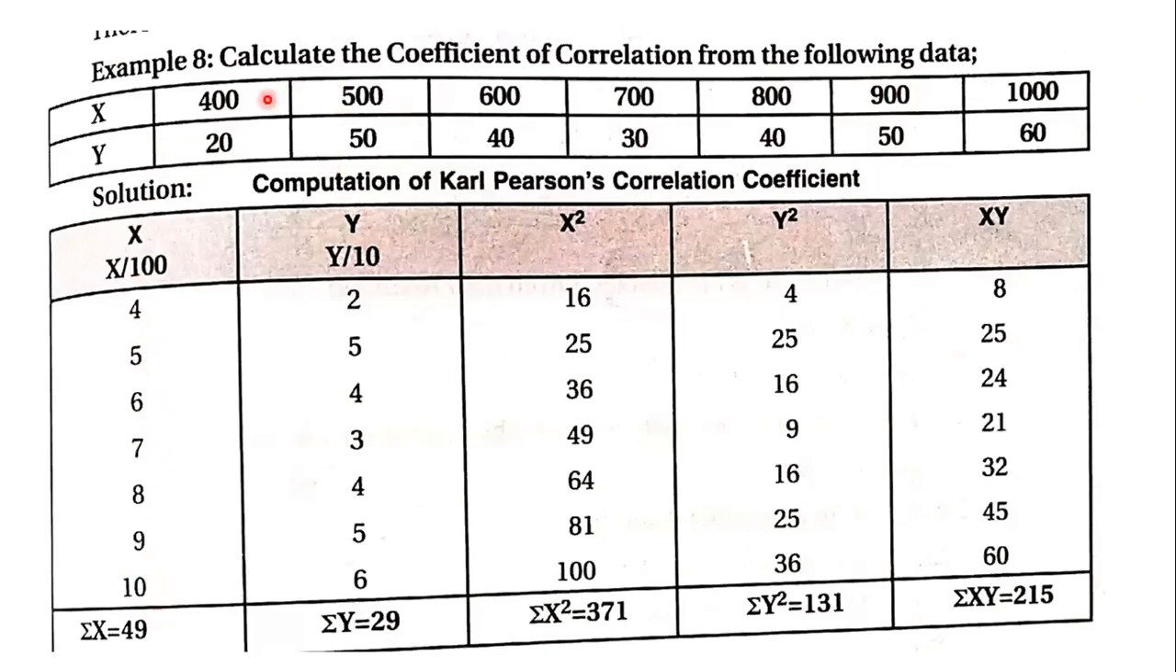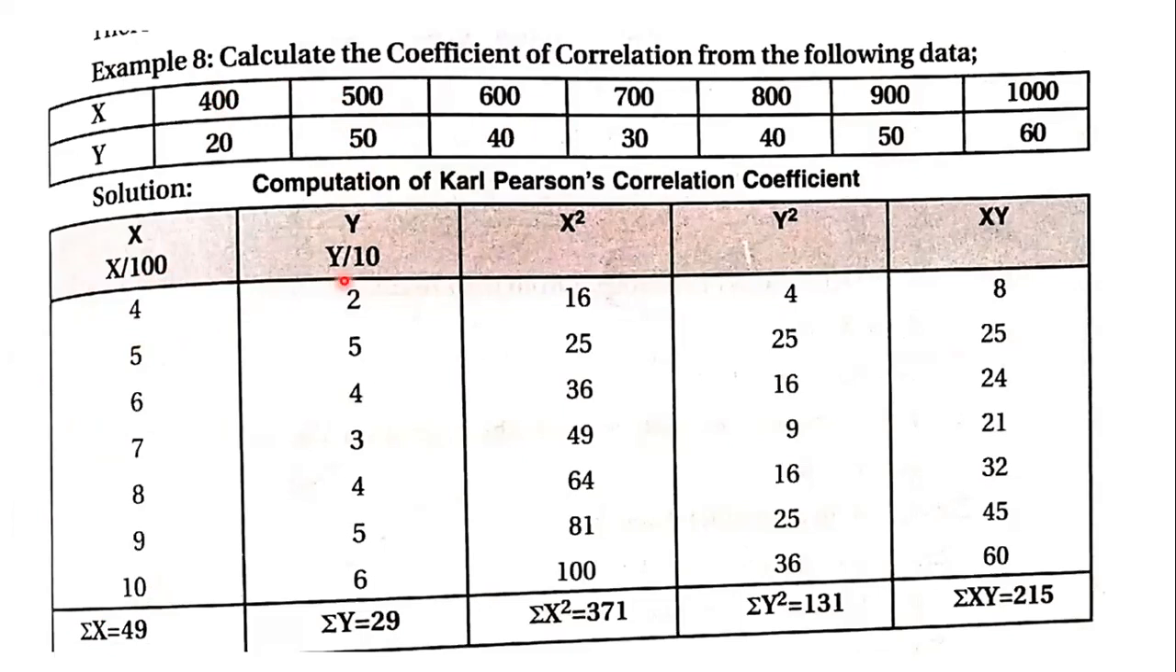Okay, so how did I get that? Two zeros are taken, so X divided by 100. I divided the whole numbers by 100. So 400 by 100 is 4, 500 by 100 is 5, 600 by 100 is 6, 700 by 100 is 7, 800 by 100 is 8, 900 by 100 is 9, 1000 by 100 is 10. That is what you get here. So that will be your data for X.